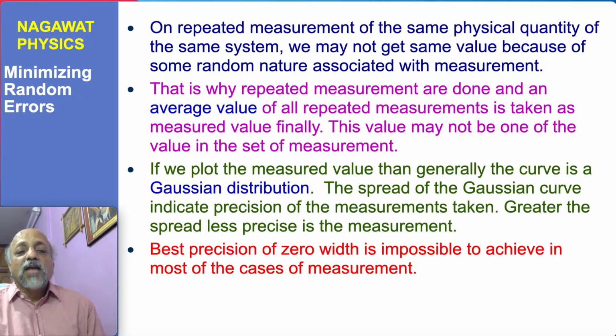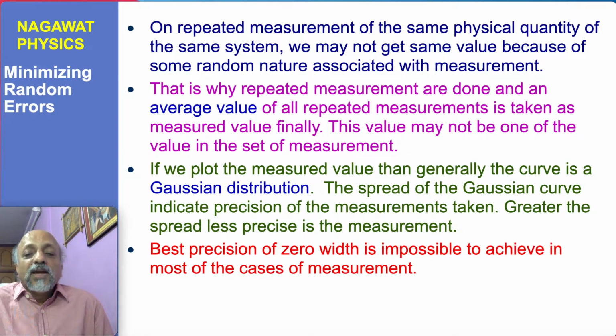It doesn't mean that the average value should correspond to one of the answers which you get in the set of measurement. But generally we find that the random errors behave in such a manner that if we plot the measured value, then we get the curve which is called the curve of Gaussian distribution, and the spread of the Gaussian curve indicates precision in the measurement. The greater the spread, the less precise is the measurement. Best precision of zero width is impossible to achieve in most cases of measurement.